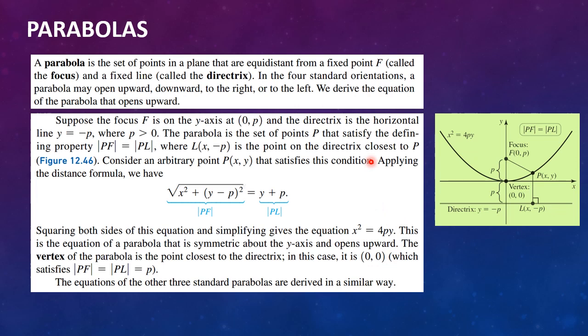The vertex of the parabola is the point closest to the directrix. In this case, it's the origin, (0, 0), which satisfies the distance, the absolute value of PF, which is the distance of that line segment, equals the absolute distance of PL, which equals p. The equations of the other 3 standard parabolas are derived in a similar way.